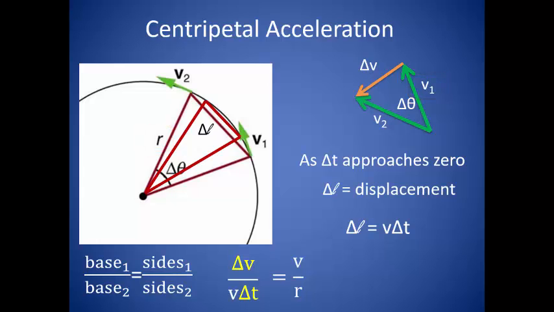Now look closely at that first term. We have change in velocity over change in time, which we know to be acceleration. We can move that v out of there, and then we can say that our centripetal acceleration is equal to the velocity squared divided by the radius of the circle.